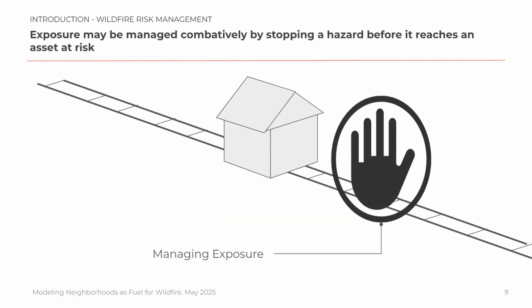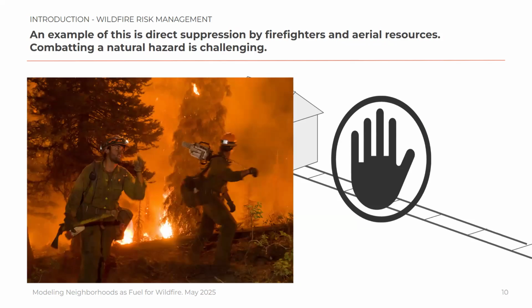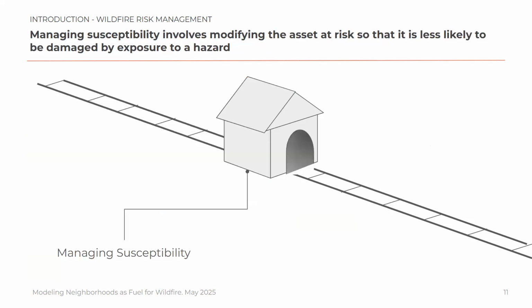Another way you can manage exposure is simply by stopping it by force. The way that this is done is firefighting. A lot of people in this room know that firefighting can only be done under certain conditions. It's very difficult to combat a natural hazard, and you can't just put a person in the way of a very intense wildfire that's coming towards a home.